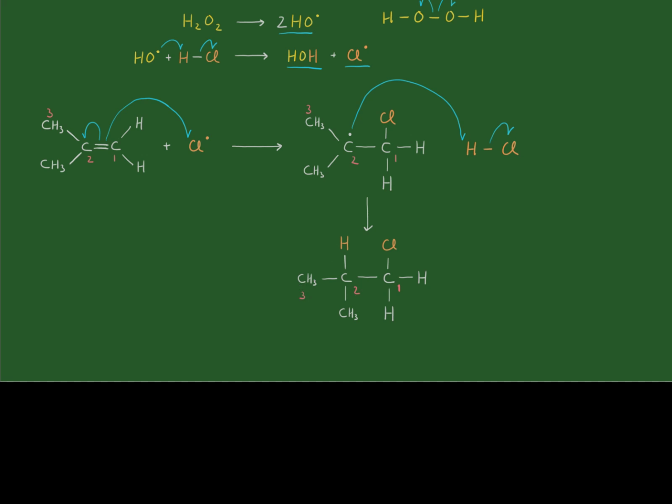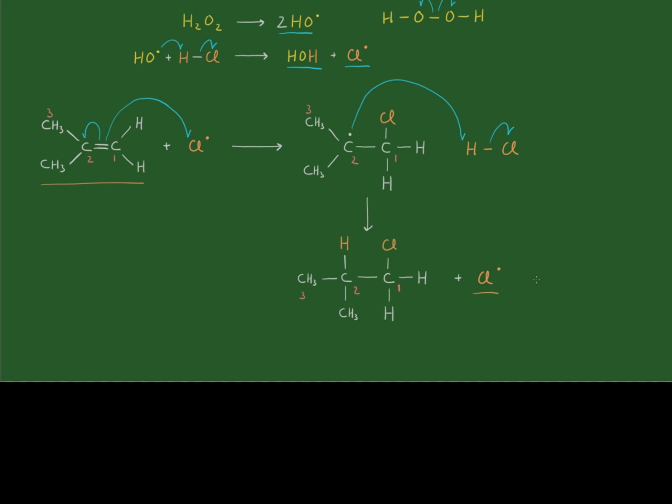And we also end up with another chloride radical. So this chloride radical now can react with another mole of our starting compound and repeat the whole process again. Now you might ask, why is it that the radical ends up on carbon number 2 and not on carbon number 1?